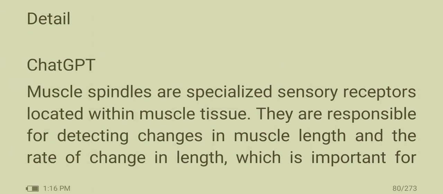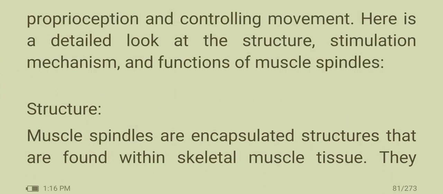Muscle spindles are specialized sensory receptors located within muscle tissue. They are responsible for detecting changes in muscle length and the rate of change in length, which is important for proprioception and controlling movement. So muscle spindles are encapsulated structures that are found within skeletal muscle tissue.